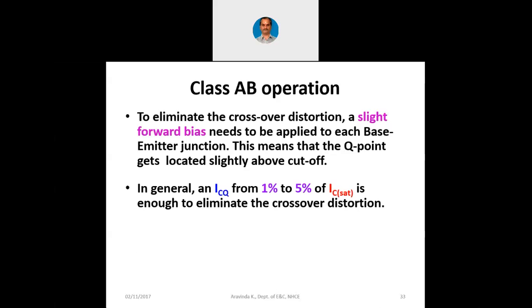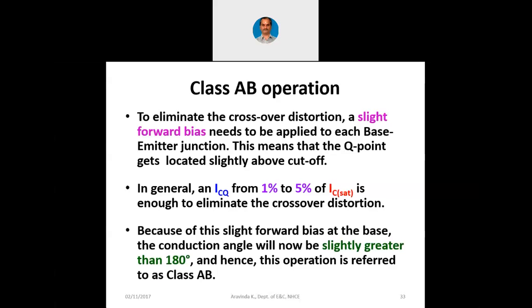So a quiescent current of about 1% to 5% of the IC sat is enough to eliminate the crossover distortion, because we want to keep this transistor slightly in the on condition. Because of the slight forward bias at the base, the conduction angle will now be slightly greater than 180 degrees, and hence this operation is referred to as class AB.